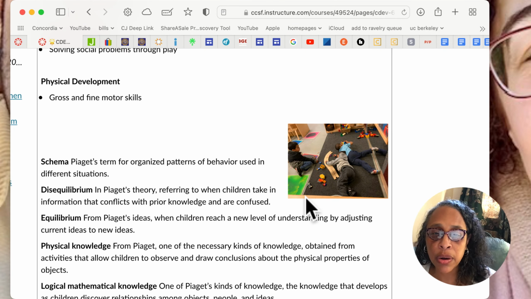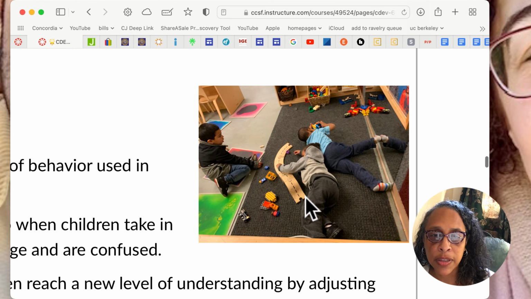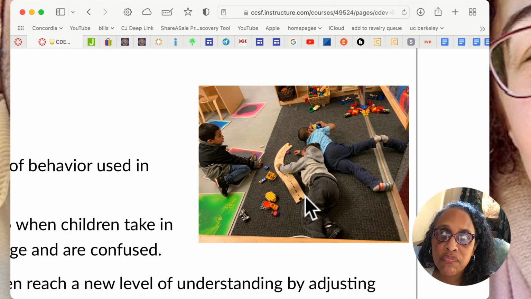I put these pictures in here on purpose. I took most of the pictures in Canvas here. This one I took when I was a coach, and you see they're having a good time. These are 2-year-olds, they're like 2.5, so this is called an older toddler room.